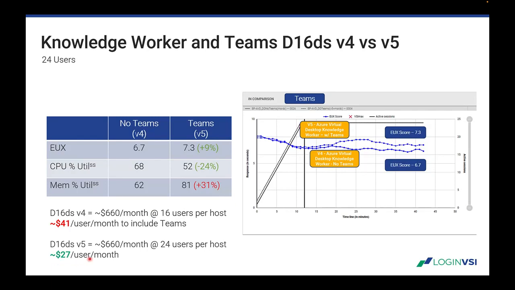What a drop in the cost of the solution simply by knowing that going to a v5, I can increase my efficiency and provide Teams utilization. This is all really cool stuff. Keep in mind too, this is for an optimized environment, an optimized client, running Knowledge Worker and Teams. So really cool stuff.